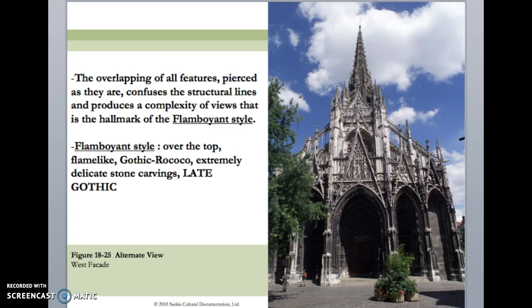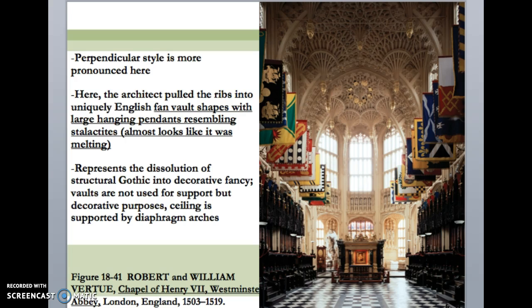This, as I said, is an example of the flamboyant style, which you should be familiar with. This is Saint Maclou in France, and it's characterized by this very, very decorative flame-like tracery on the exterior of the building. So look at this chapel from the Westminster Abbey that has all of the decorative fan vaults that almost resemble stalactites hanging from the ceiling. So this is an example of the perpendicular style that was very popular in England.